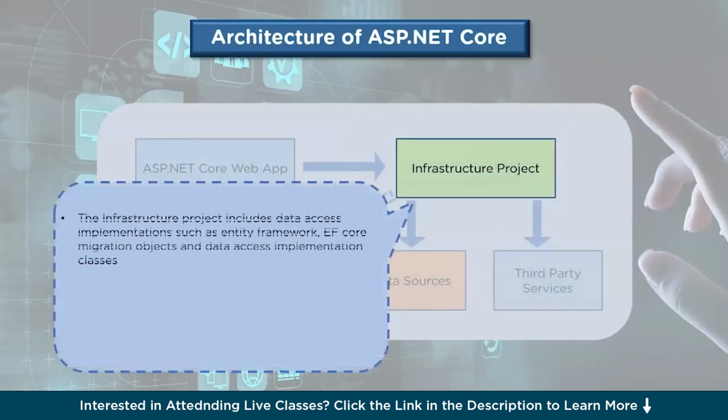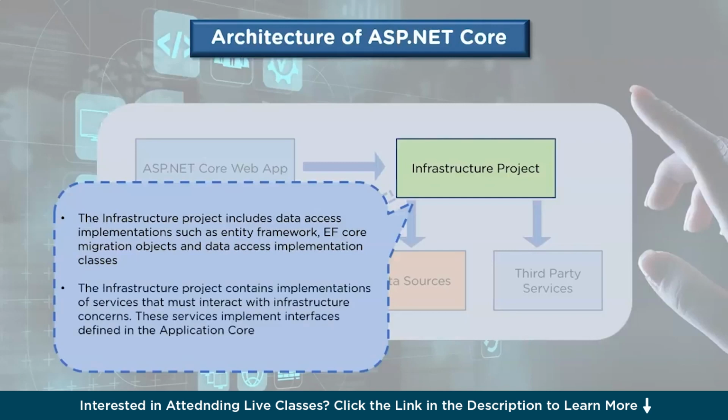Infrastructure project. The infrastructure project includes data access implementations such as Entity Framework, EF Core migration objects, and data access implementation classes. The infrastructure project contains implementation of services that must interact with the infrastructure concerns. These services implement interfaces defined in the application core, and so infrastructure should have a reference to the application core project. Infrastructure types include EF Core types, data access implementation types, and infrastructure-specific services.